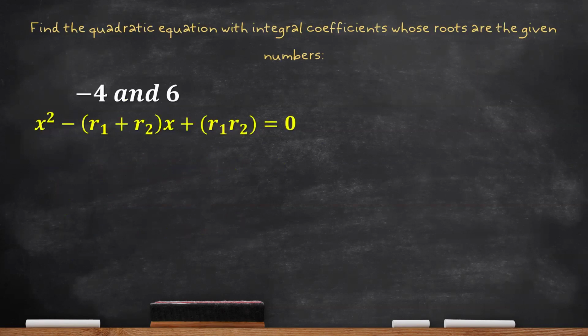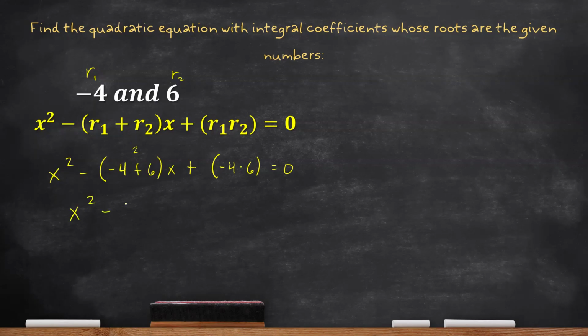Next one, we have negative 4 and 6. So again, negative 4, R1, 6 is R2. So again, we will simply apply the formula. So we're going to have x squared minus R1. So negative 4 plus R2 plus 6 times x plus, so R1, negative 4 times R2 times 6 equals 0. So let's combine this one. Different signs. Negative 4 plus 6 is positive 2, right? So positive 2 times x, that is 2x. And then you have negative there. So negative 2x. So we're going to have x squared minus 2x.